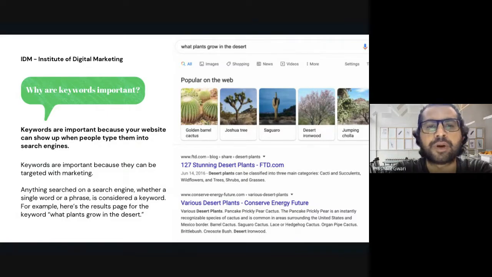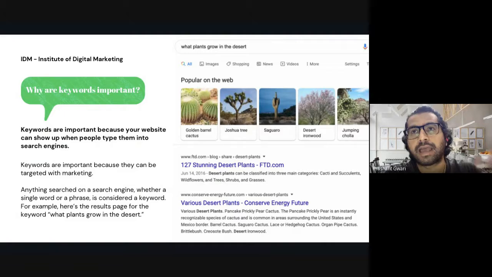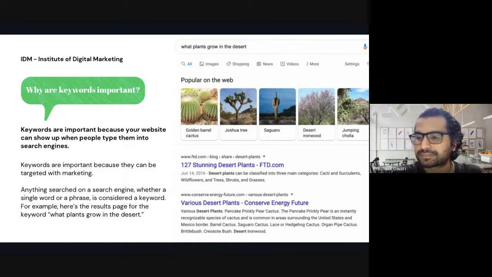The keywords are important because your website can show up when people type them into a search engine. As I already told you, these days we don't type the domain name. For example, if you want to buy a t-shirt or a mobile phone, you will type best mobile devices. You will not type OnePlus website or Apple website or Samsung website. Even if you know the domain name of those websites, you will not type them. You will just directly type the name of that brand or maybe some kind of keyword.